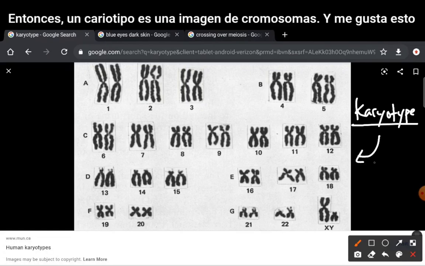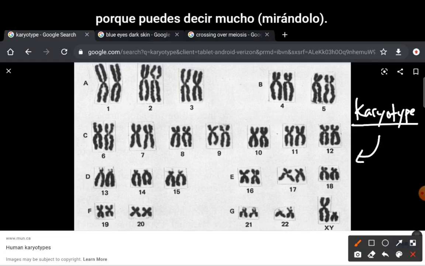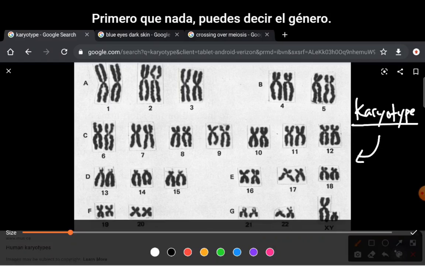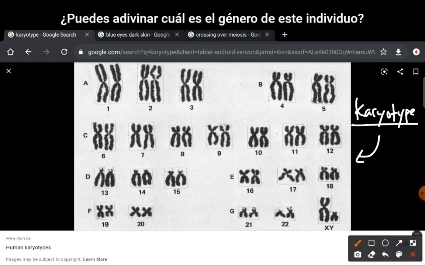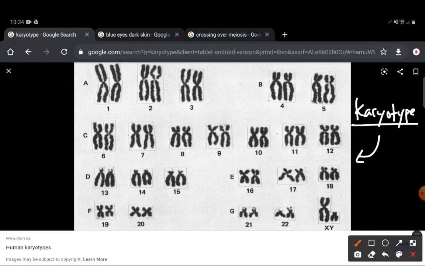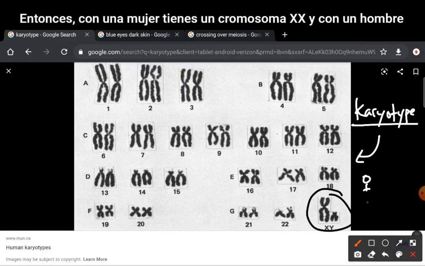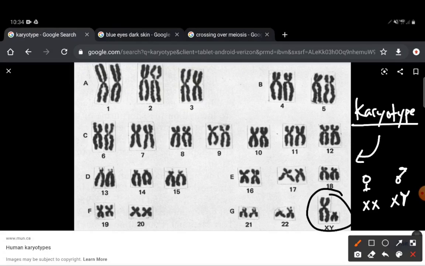So a karyotype is a picture of chromosomes. And I like this because you can tell a lot by it. First of all, you can tell the gender. Can you guess what the gender is of this individual? You're going to look here. So with a female, you have an XX chromosome, and with a male, you have XY.